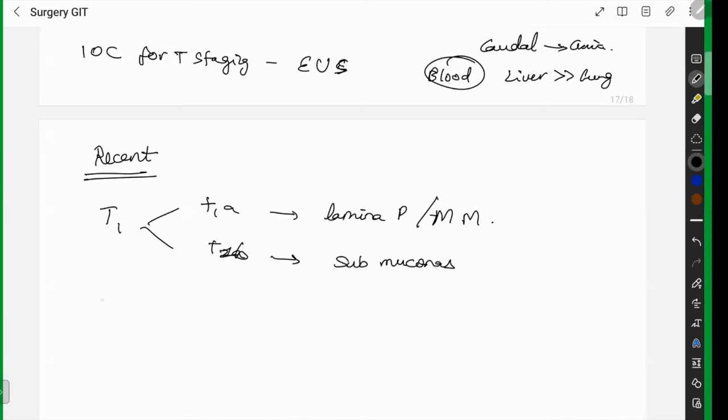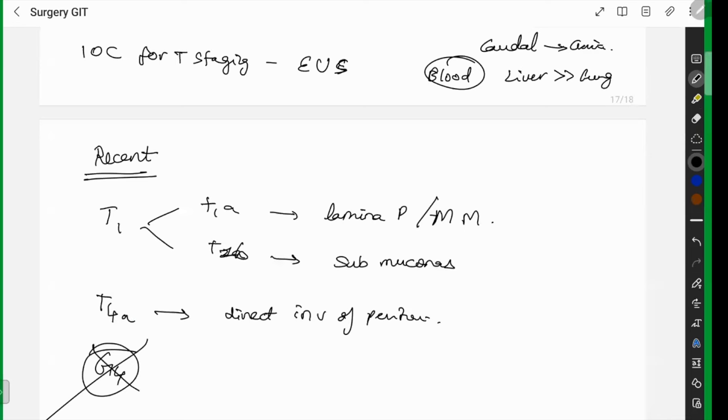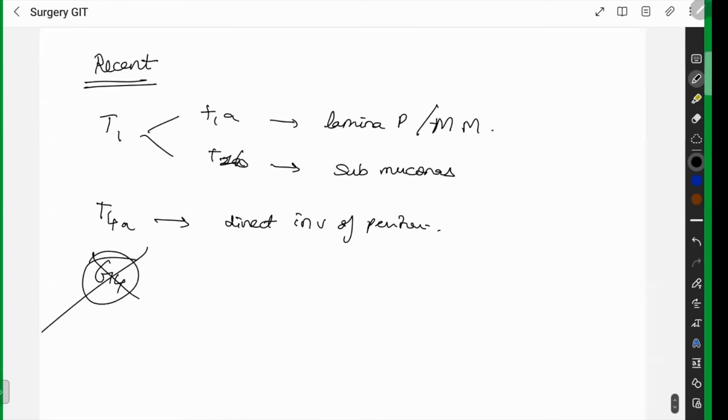And T4 is also divided into T4A, direct invasion. T4A is direct invasion of peritoneum. Okay, wow. And G4, earlier in histological grading, there was G4, but not now. Well differentiated, moderately differentiated, poorly differentiated. The G4 concept has been removed.